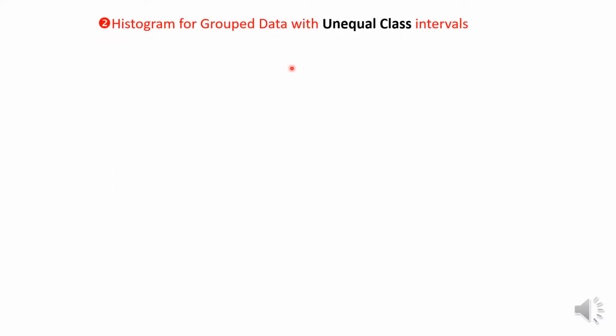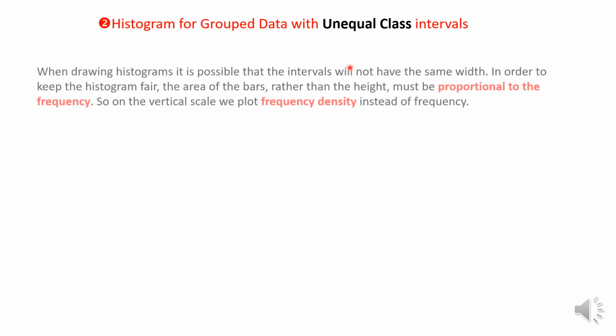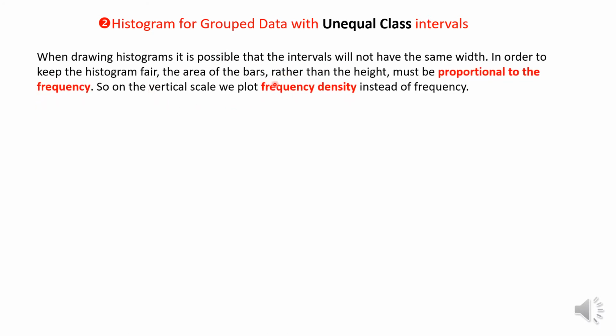Right, so let us then do what is necessary, and that is a histogram for grouped data with unequal class intervals. Now, when we do histograms with unequal class intervals, because the intervals are different, the rectangles will not have the same width. And also, to make the histogram fair, the areas of the bars are the ones that we are going to consider. All right, and they should be proportional to the frequency. So the area of the bar should be representing the frequency.